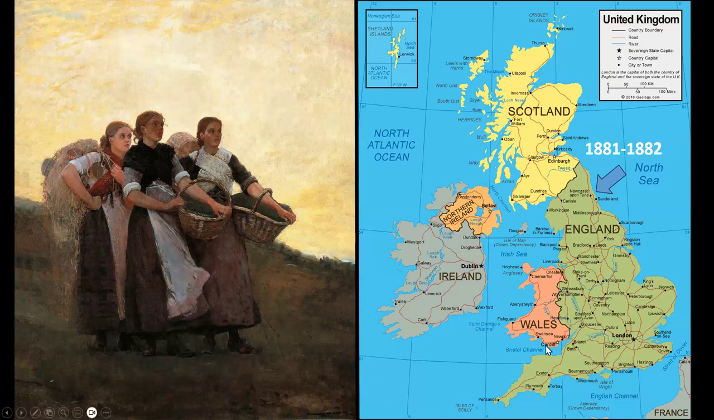And so to show you where Homer was living, he wasn't living in London, although he did pass through there. He's living up in northeast England, which is noteworthy because when he comes back to America, he's going to be living in northeast New England, in Maine.